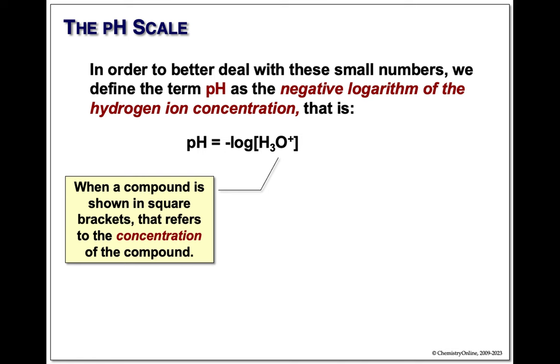One bit of nomenclature. See the little square brackets? Whenever you see square brackets in something like this, this refers to the concentration in moles per liter. So we read this then as pH is the negative log of hydronium ion concentration. So, also, instead of hydronium, sometimes it's just H that works.